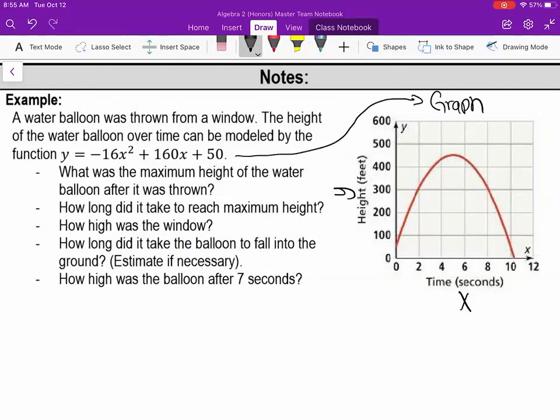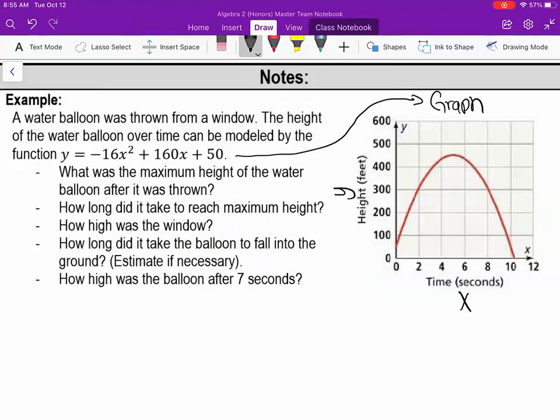So the equation that was given to you is also given to us as a graph, and they're asking us the following questions. What was the maximum height of the water balloon after it was thrown? How long did it take to reach maximum height? How high was the window? How long did it take the balloon to fall to the ground? Estimate if necessary. And how high was the balloon after 7 seconds? Okay, so all of those are key features, and we need to be able to identify them and understand which ones they are.